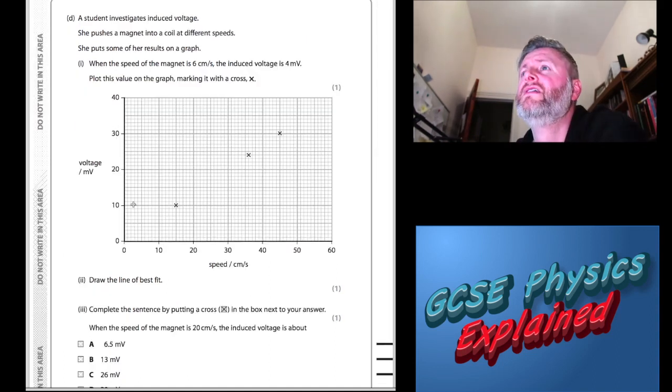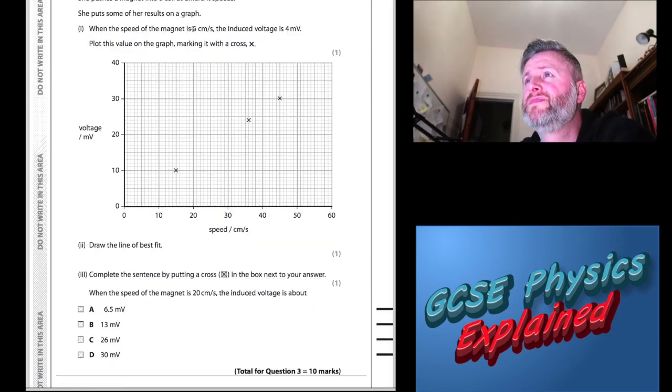Question 3D. The student investigates induced voltage. She pushes a magnet into a coil at different speeds. She puts some of her results on a graph. When the speed of the magnet is 6 centimeters per second, the induced voltage is 4 millivolts. Plot that on the graph with an X. So 6 centimeters per second will be there, and 4 millivolts will be there. Draw a line of best fit.